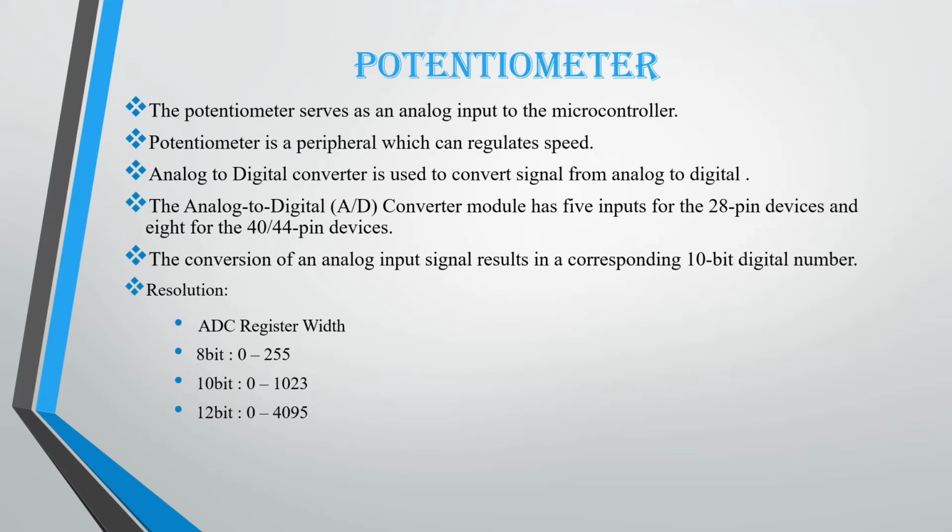The conversion of an analog input signal results in a corresponding 10-bit digital number. The resolution for 8-bit is from 0 to 255. For 10-bit, it is 0 to 1023.